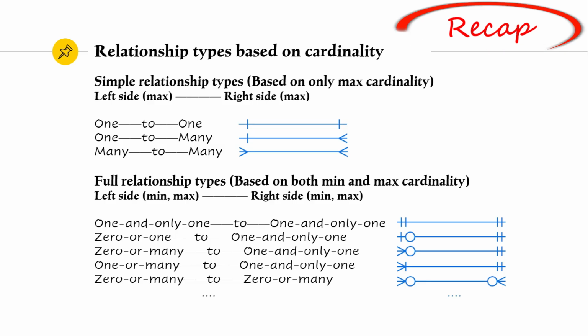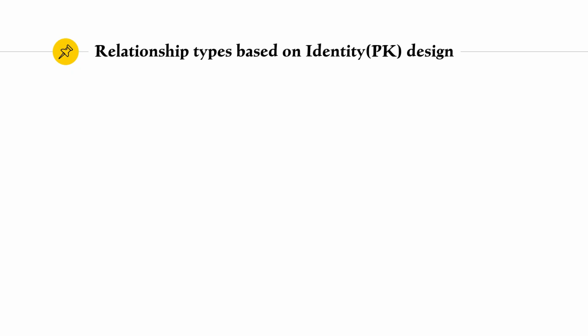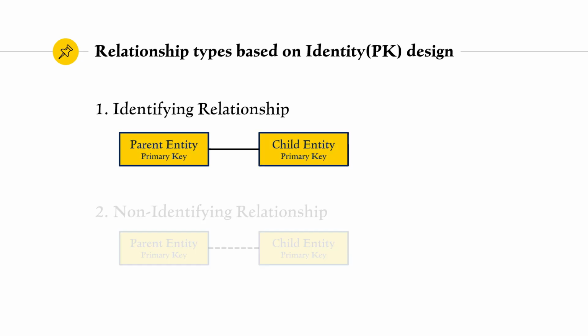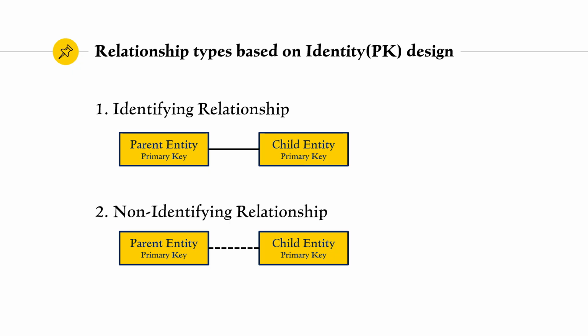However, cardinality is not the only way relationships can be classified. Instead of focusing on how many records participate in a relationship, we can focus on how the entities are identified within that relationship. In other words, we look at how the primary keys of the parent and child entities are designed. Based on that, relationships are classified into two categories: identifying relationships and non-identifying relationships. So, let's understand what these relationship types actually mean in our database design.